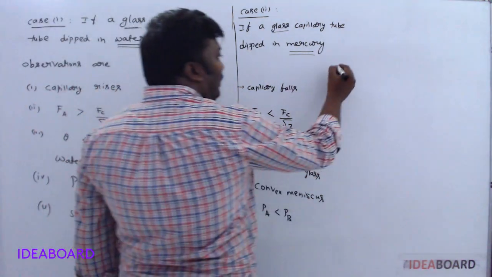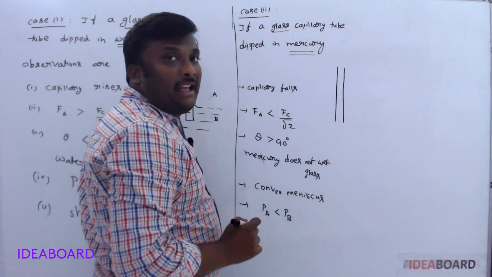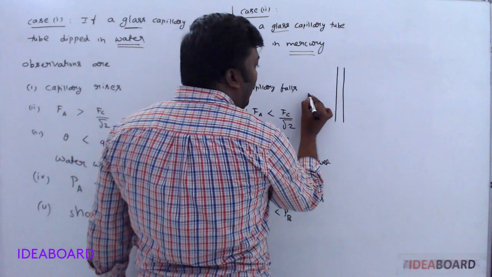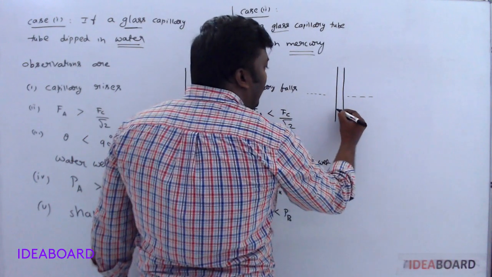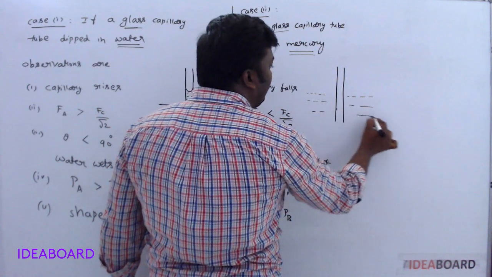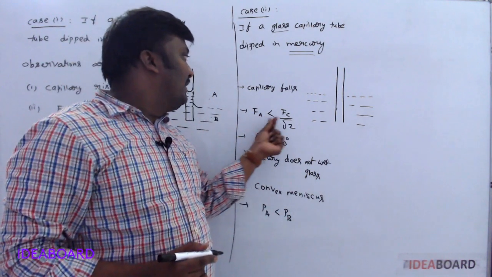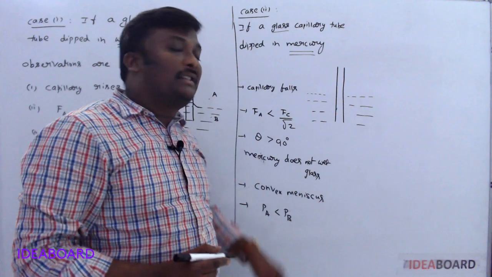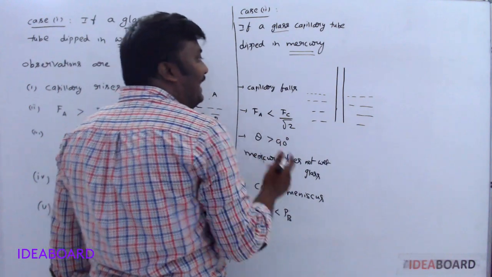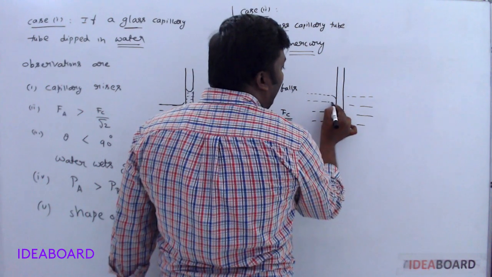Okay. What does he say? I consider one glass tube which is placed inside the mercury. Then what happens? Capillary falls. So if you take the mercury up to here, the capillary fall is coming now, so the level will start from this place. Second one, why does it happen? Because the adhesive forces between the glass and mercury are lesser than the cohesive forces between the mercury molecules. That's why theta is greater than 90. Theta greater than 90 means obtuse angle. So the shape now becomes like this.